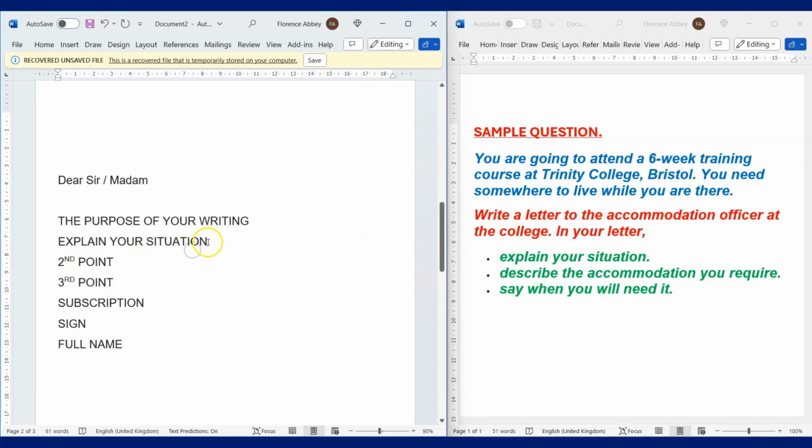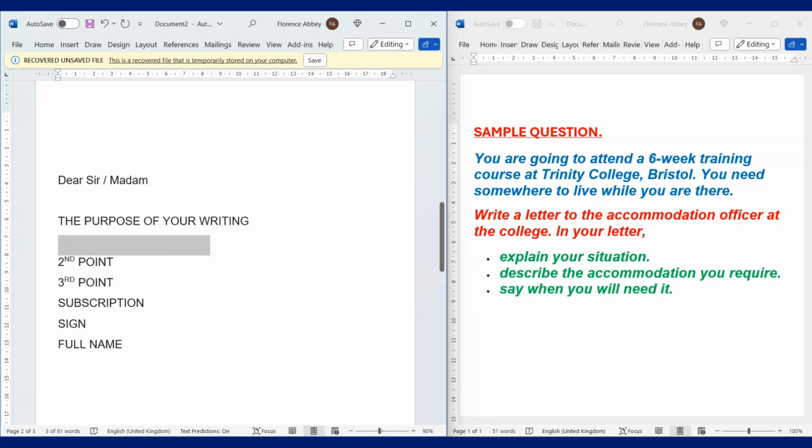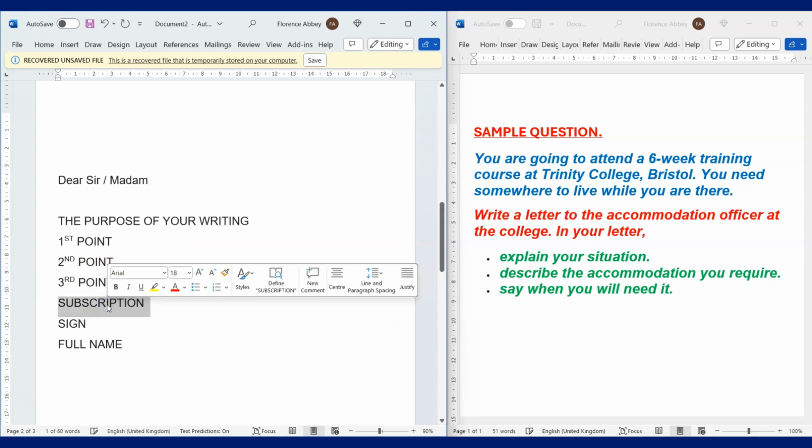So all of these will be there. You need to talk about the first point that they have asked you to do. The first point, you explain it in another paragraph. You explain the second point in another paragraph. You explain the third point in another paragraph. Then you come to the subscription. So you sign off by writing either yours sincerely or yours faithfully, depending on who you are writing to and depending on the type of letter.